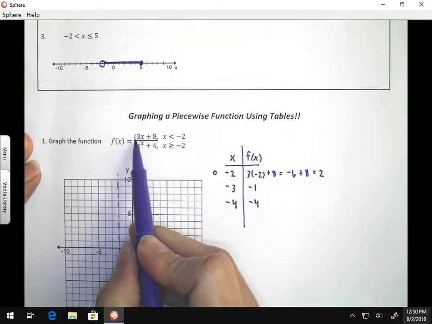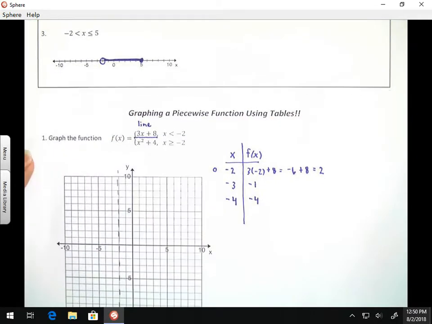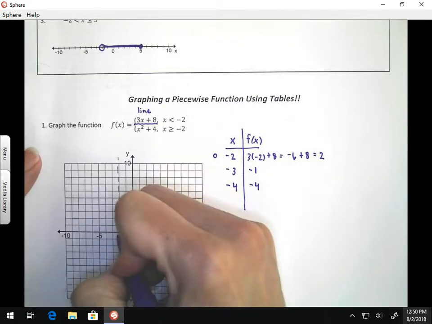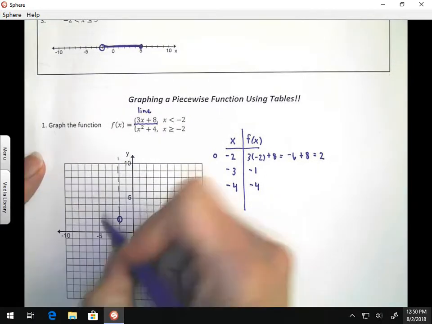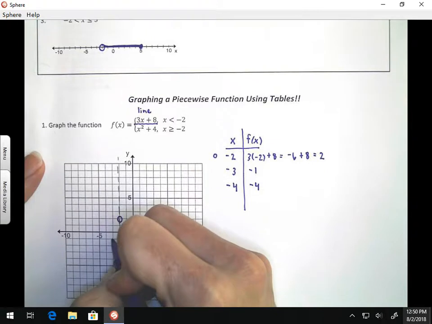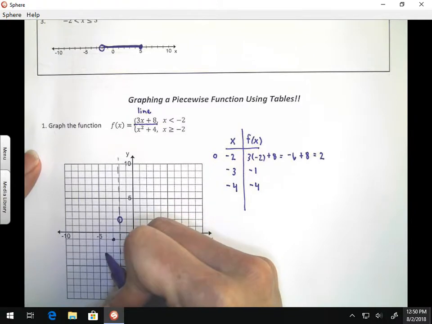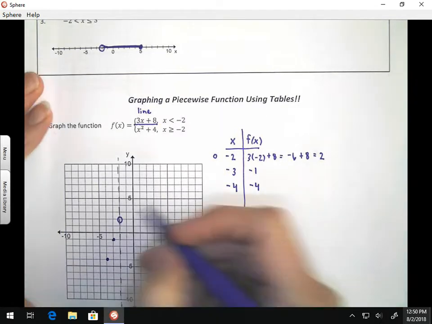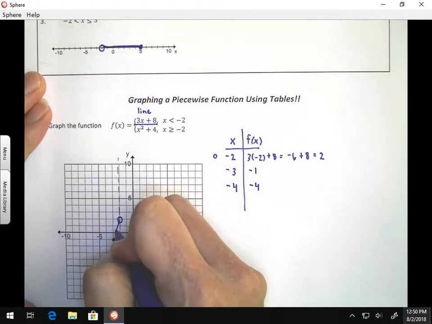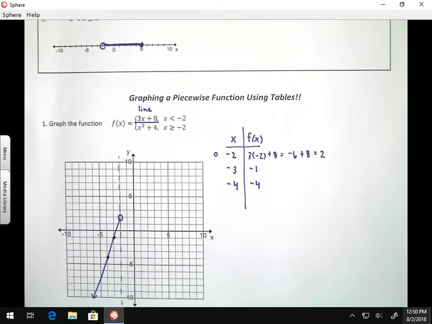Hopefully we recognize by looking at this that we should have a line. So when we plot our points, if we don't have a line, that means we did something wrong. I've got negative 2, 2, and I said that was going to be an open circle, so I draw it open. I've got negative 3, negative 1, and then I've got negative 4, negative 4. That's looking linear, so I'm happy about that. Now we're just going to connect these dots, and I've got my first piece of my piecewise function.